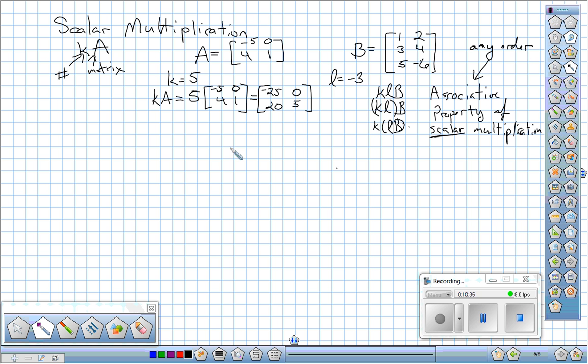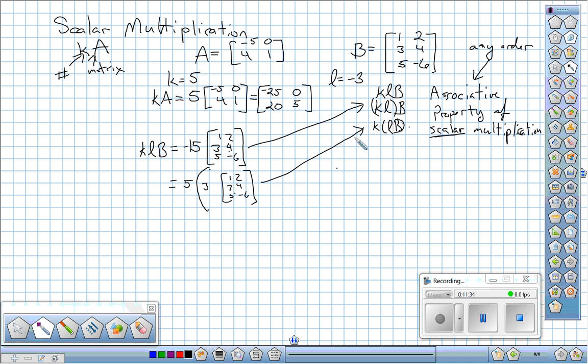If I asked you to find KLB, I could do K times L first. So I could do negative 15 times matrix B: 1, 2, 3, 4, 5, negative 6. Or I could do 5 after I take negative 3 times the matrix 1, 2, 3, 4, 5, negative 6. I'm sorry that I said any order. The K has to still come before the L. So I could do it either of these two ways, this way or this way. Either way, I'm going to get the same answer.